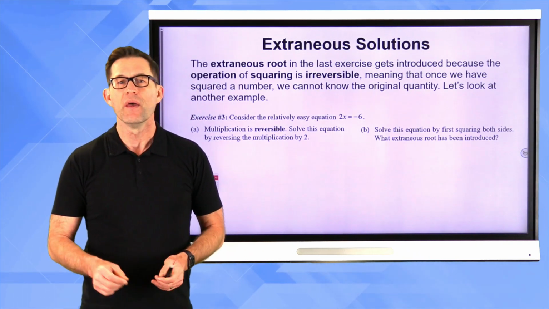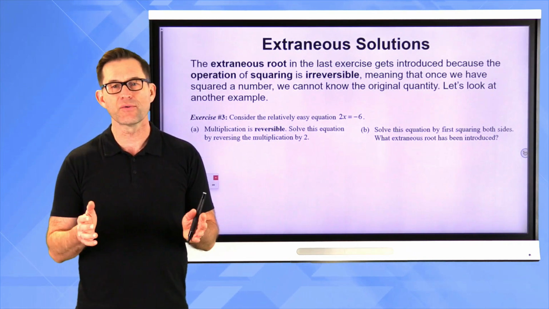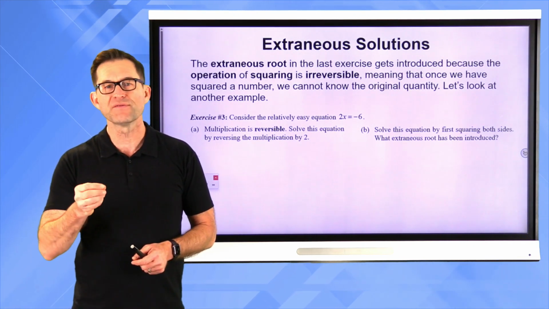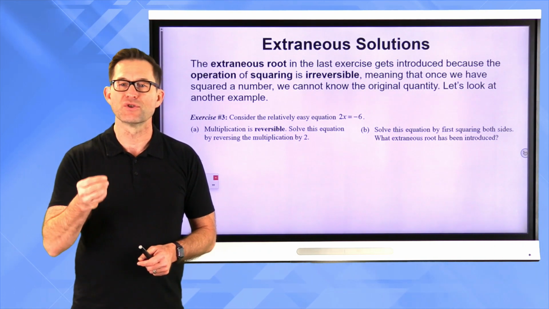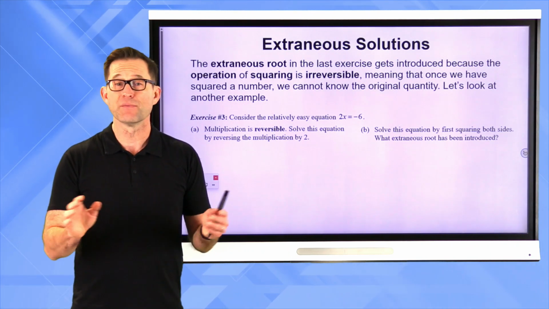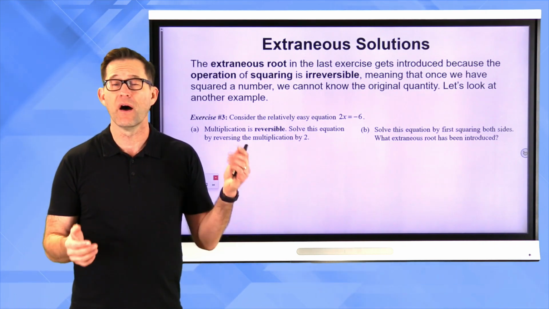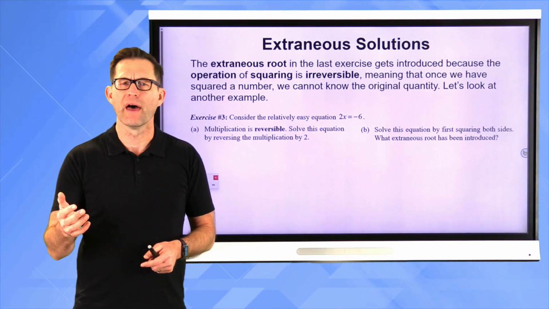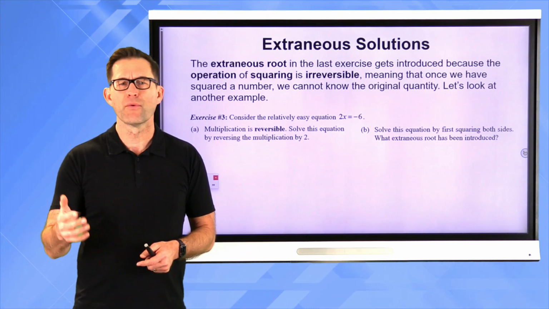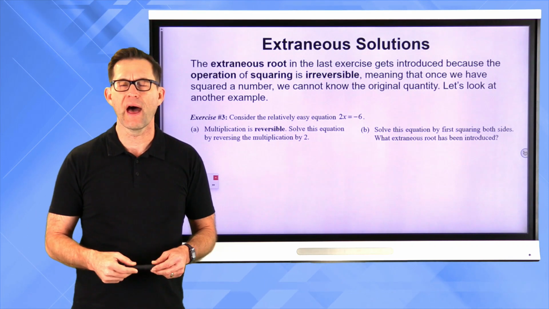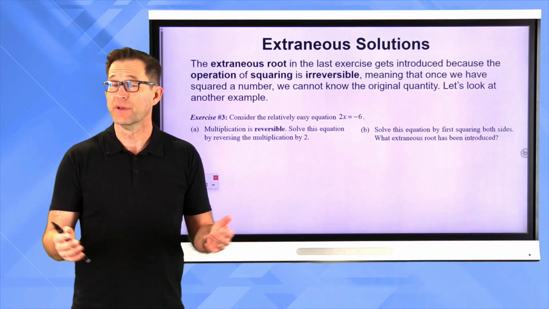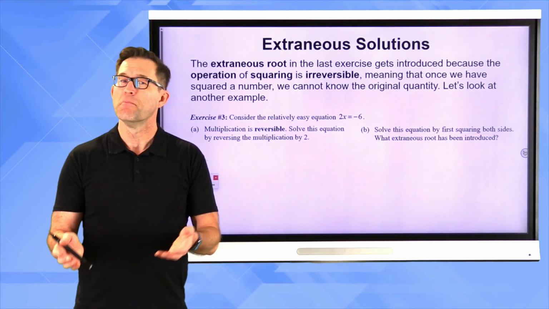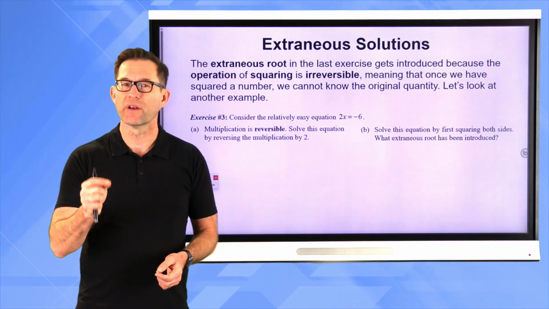Extraneous solutions. The extraneous root in the last exercise gets introduced because the operation of squaring is irreversible, meaning that once we have squared a number, we cannot know the original quantity. There are many things that are reversible. For instance, multiplication is reversible. If I said, hey, I have a number in my head, I multiply it by 2, and the result is 30, what number did I have? Well, you'd say 15. There is no other number that when I multiply by 2, I get 30. But as I pointed out before, squaring doesn't work that way.